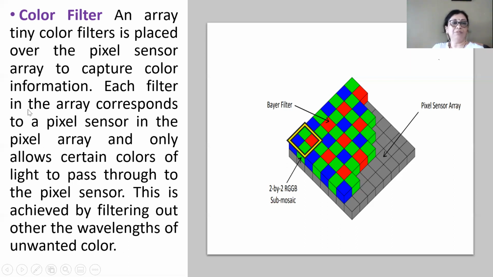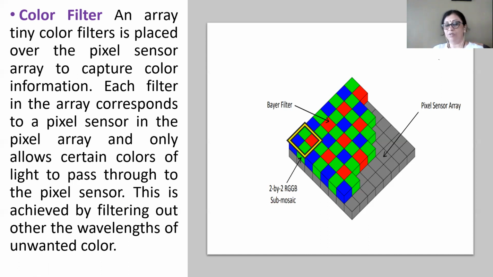Okay, so each filter in the array corresponds to the pixel sensor in the pixel array. What it does is it only allows certain colors of light to pass through the pixel sensor. The colors are filtered by this color filter and passed to the pixel sensor. This is achieved by filtering out the other wavelengths.